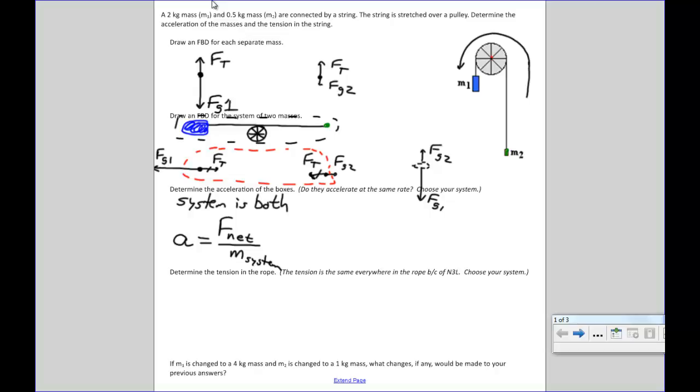What's our net force acting on our system of the two boxes? FG1 minus FG2. So A equals FG1 minus FG2 over the mass of our system. What's the mass of our system? 2.5 kilograms. I'm going to first do it in terms of variables, and write it as M1 plus M2. Just to make our lives easier, right now G equals 10 meters per second squared. Find me the acceleration of that system.